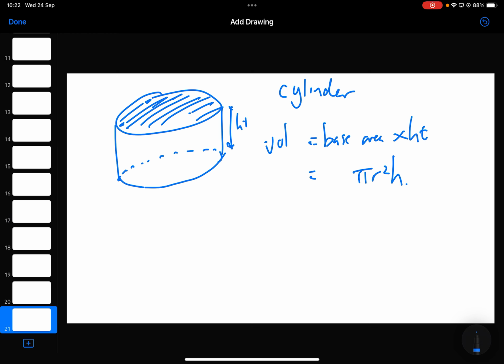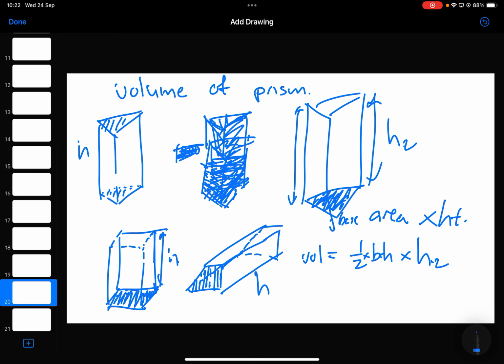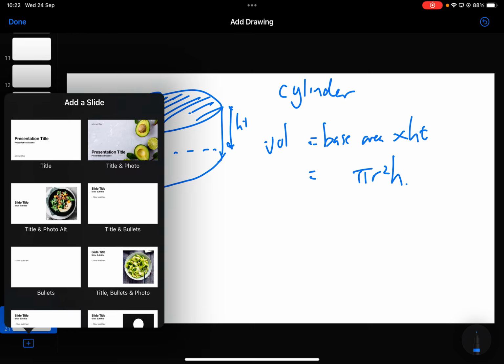Total surface area is the amount of area that is covering your object. Okay? That one we skip for now.